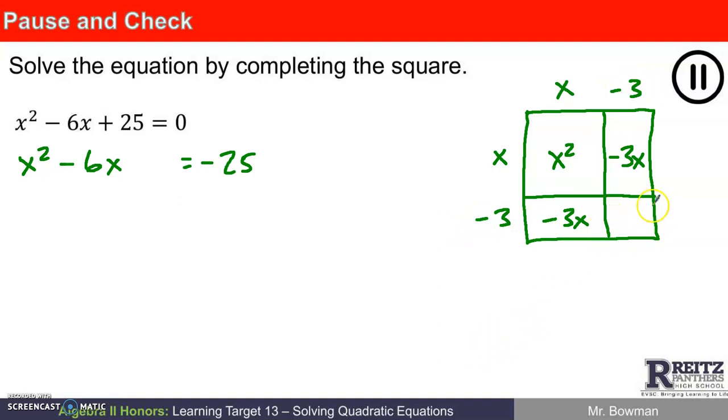So what number is it that completes the square? Well, it's whatever negative 3 times negative 3 is. It's positive 9. And that's the number to complete the square of the left side of the equation. But of course, if I add it to the left side, I also have to add it to the right side.